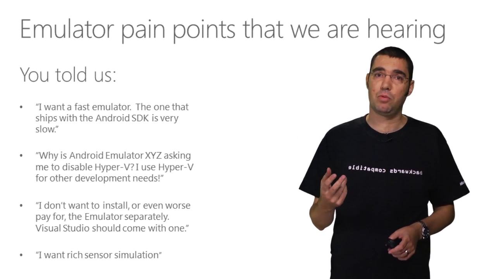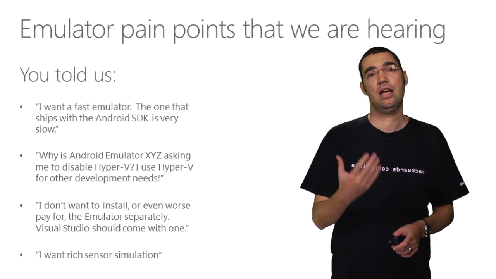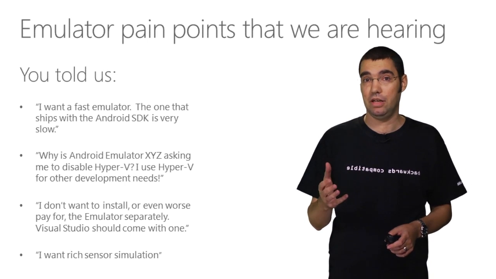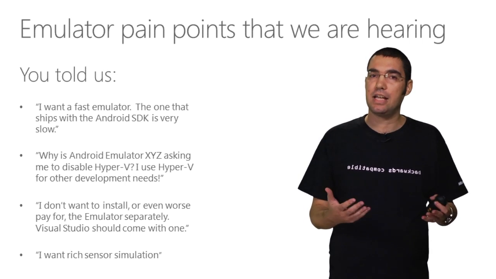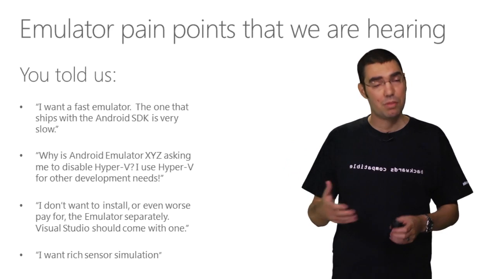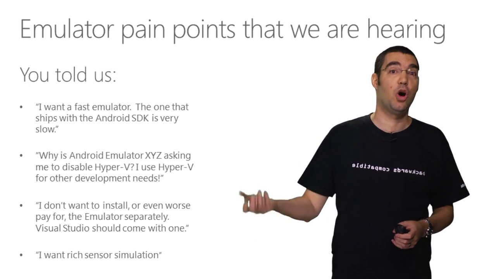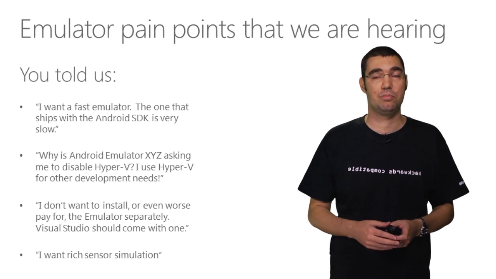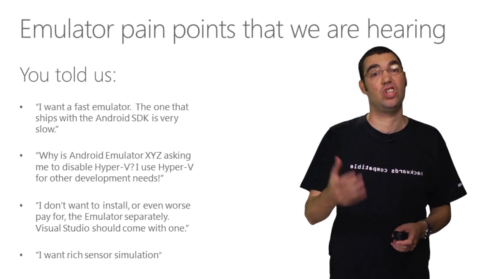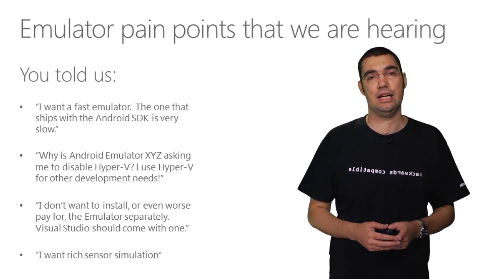The second piece of feedback we hear is that other emulators ask our users to turn off Hyper-V. And developers need Hyper-V for various scenarios, including Windows emulators, but also other development scenarios. So our fast x86 image we load on Hyper-V, so we're definitely Hyper-V compatible. You do not need to turn off Hyper-V just to use the Android emulator.